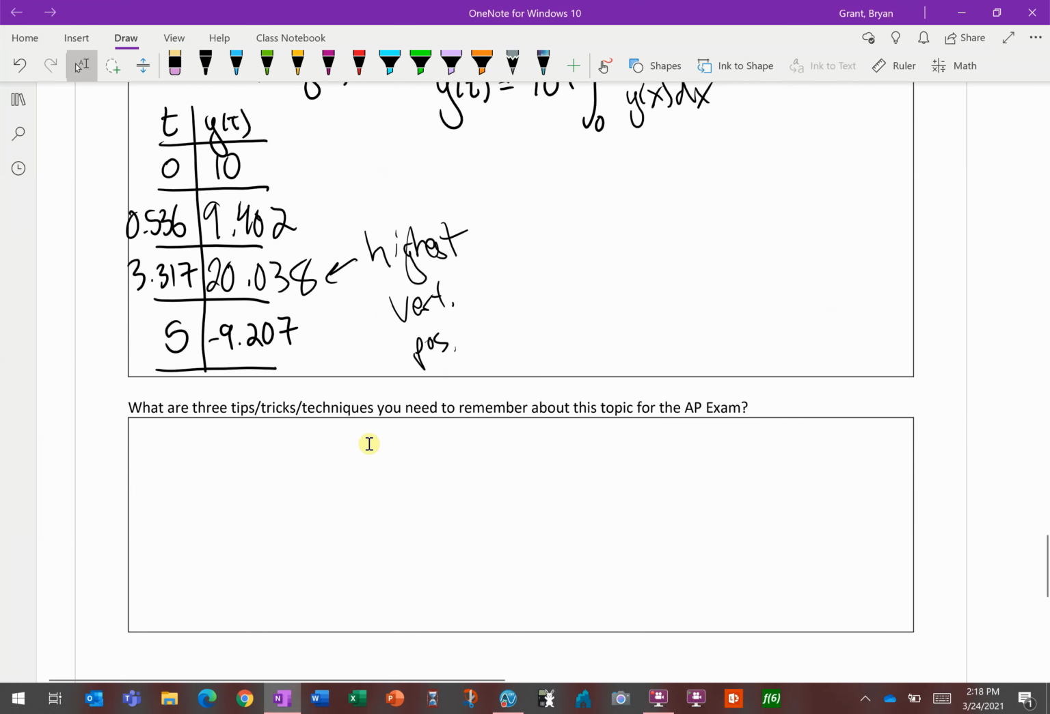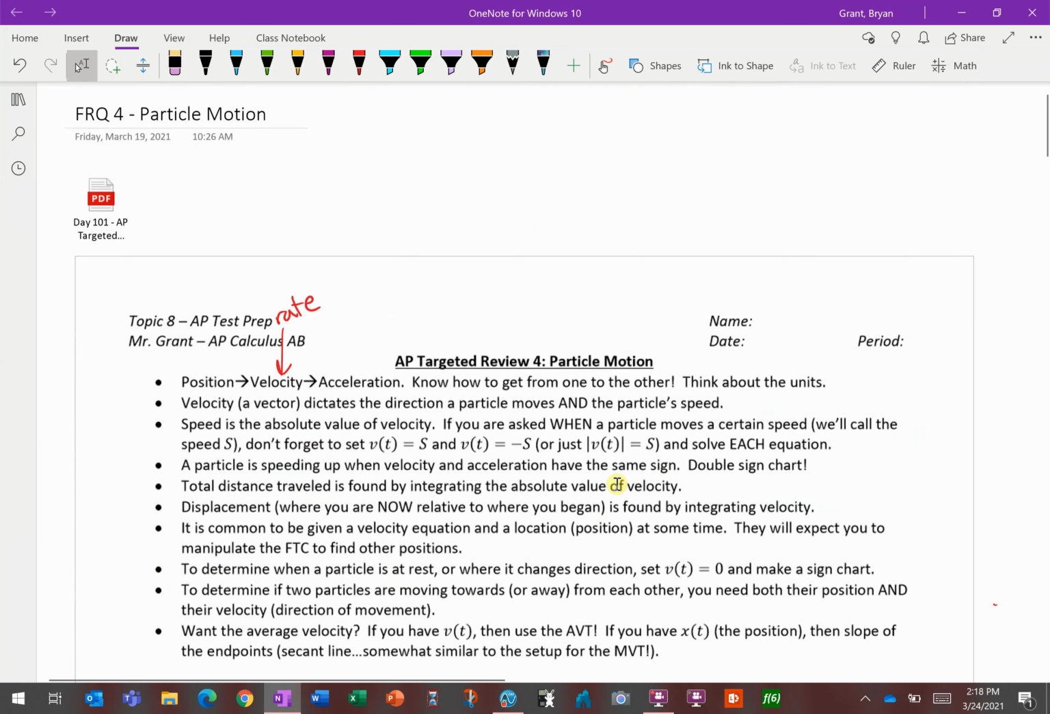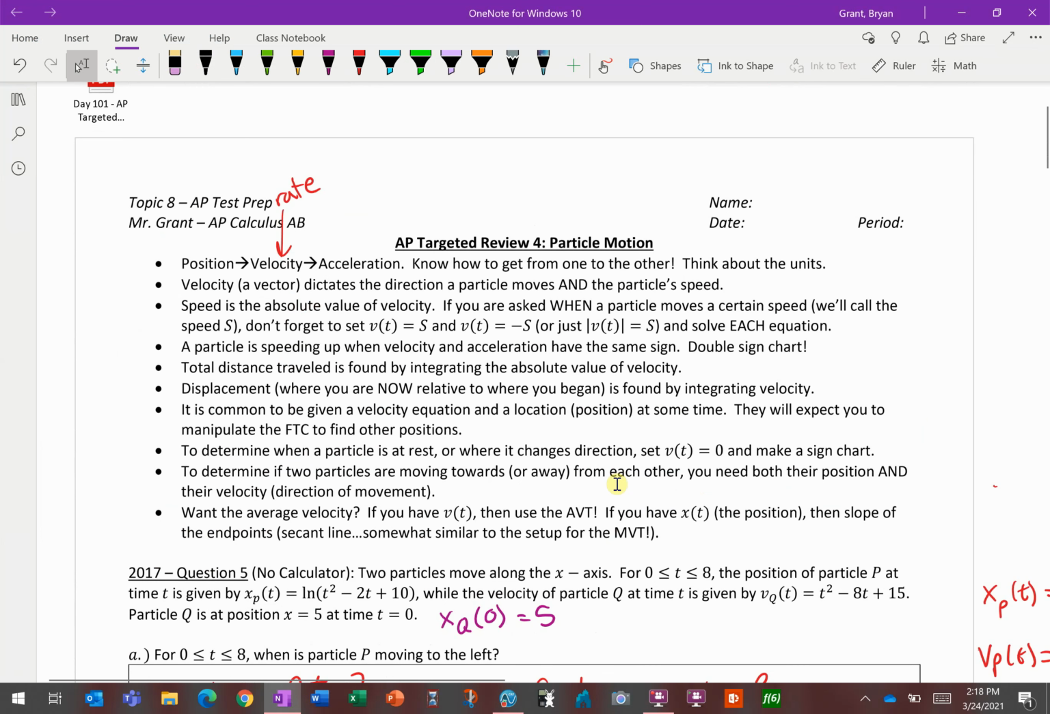All right, so while you're writing down your 3 tips, tricks, and techniques for today, I'm going to run through our conclusion at the top. And hopefully you found this helpful. So we need to know that our ladder or our tiers of particle motion go position, derivative to velocity, derivative to acceleration. Working backwards, of course, are antiderivatives. Velocity is a vector. So if you get something like -7, that means both you're moving with a speed of 7, but also to the left.